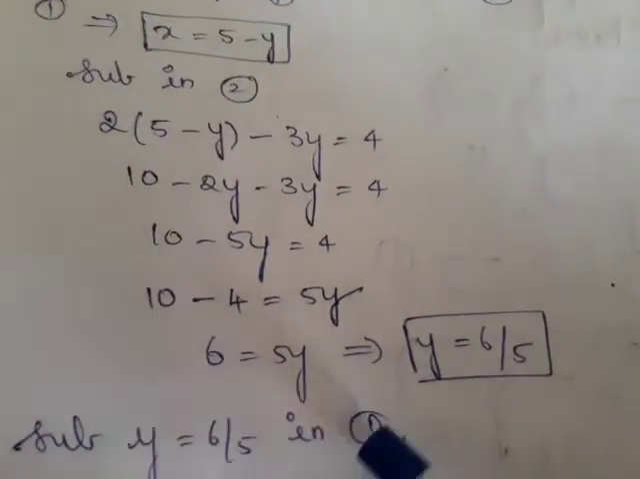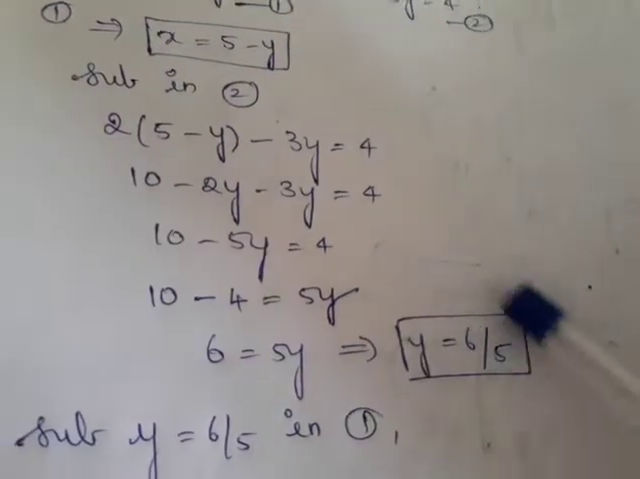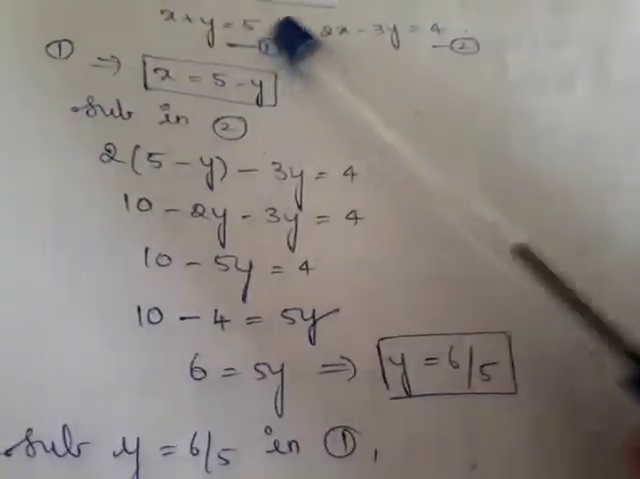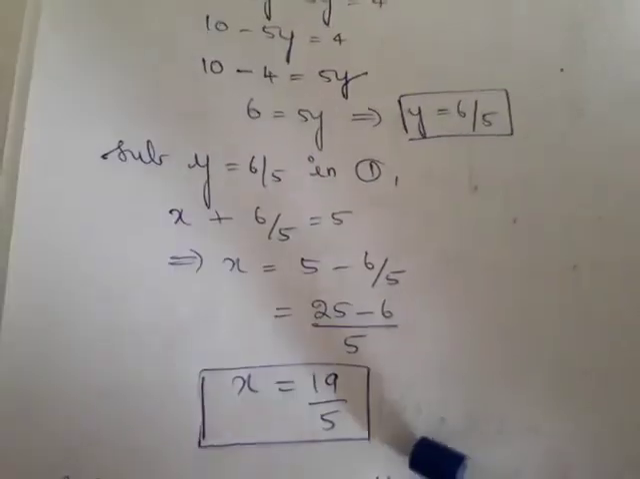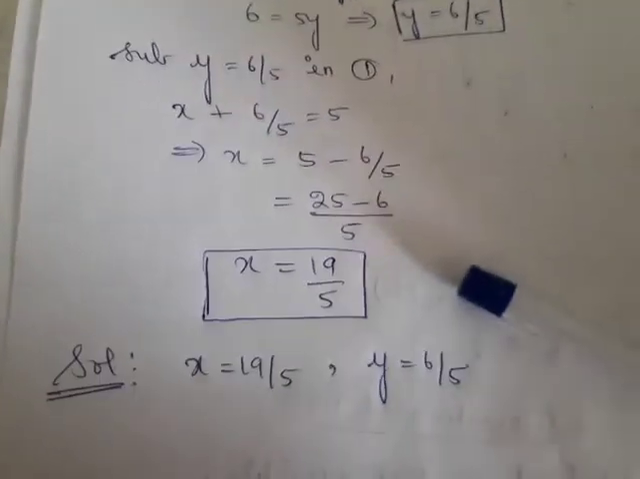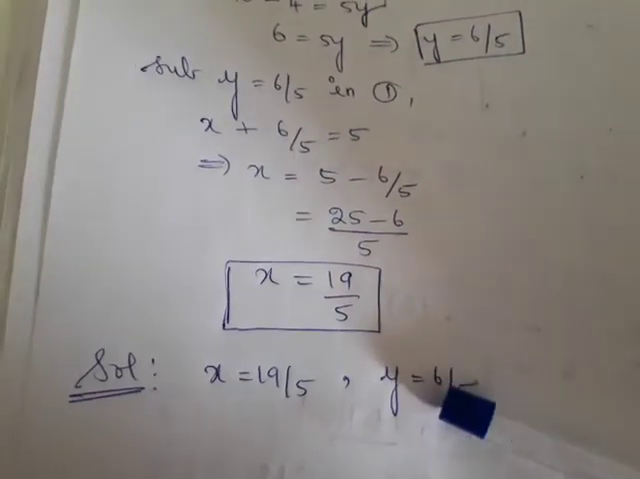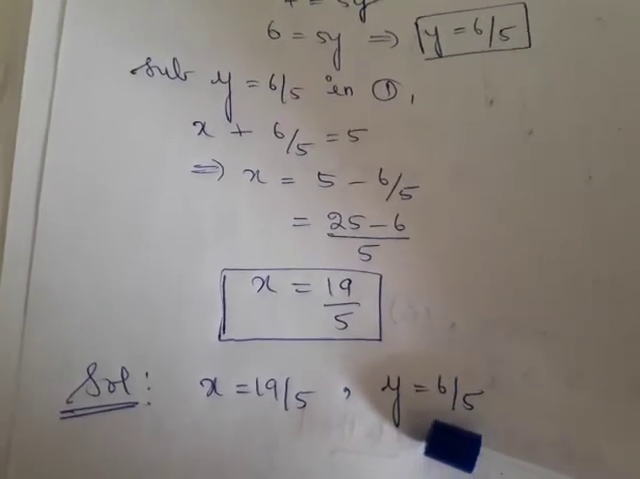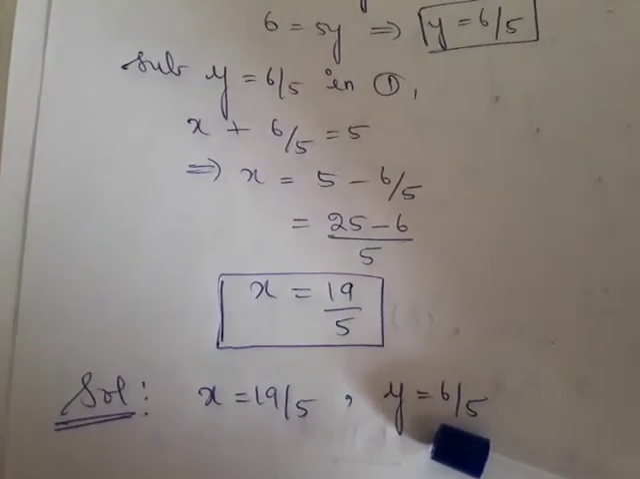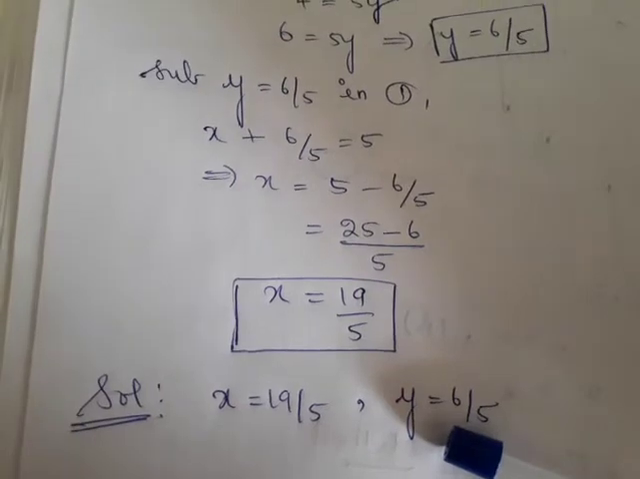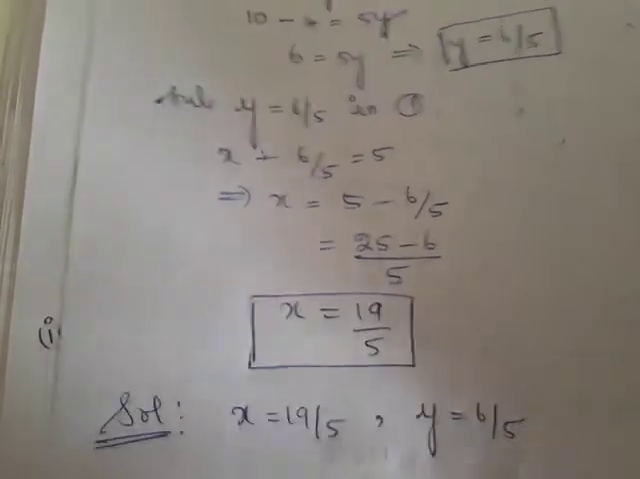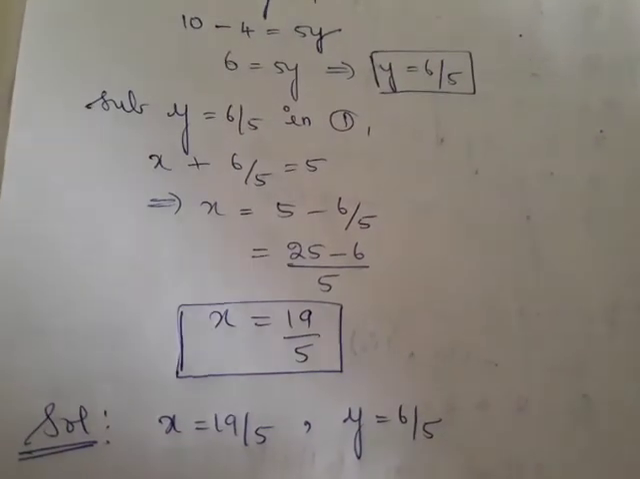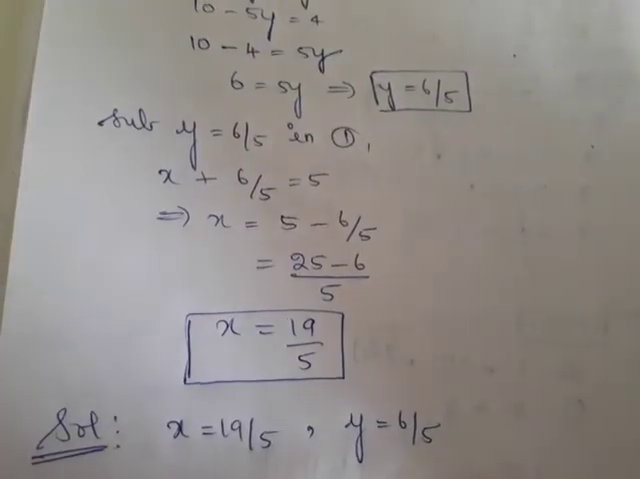I got y equal to 6 by 5, and substitute the value of y in either of these two equations. You will get the value of x, and we found that the value of x is 19 by 5 and the value of y is 6 by 5. The same answer as we got by the elimination method. Therefore the method doesn't matter. You can solve a pair of linear equations by either of these two methods, right?